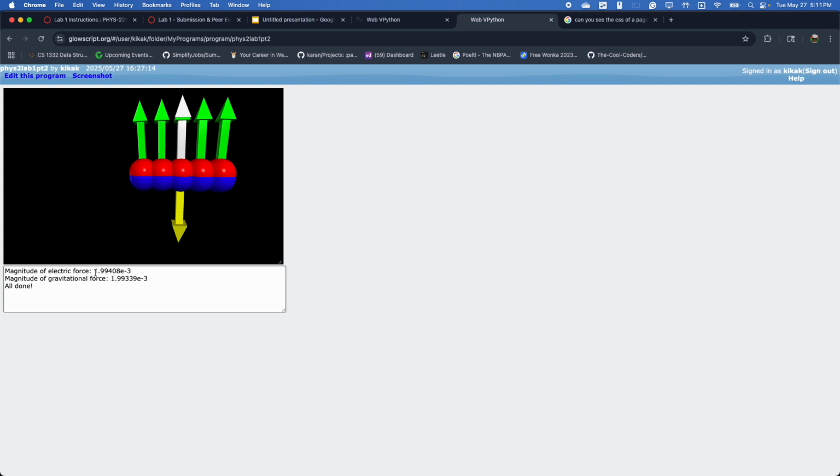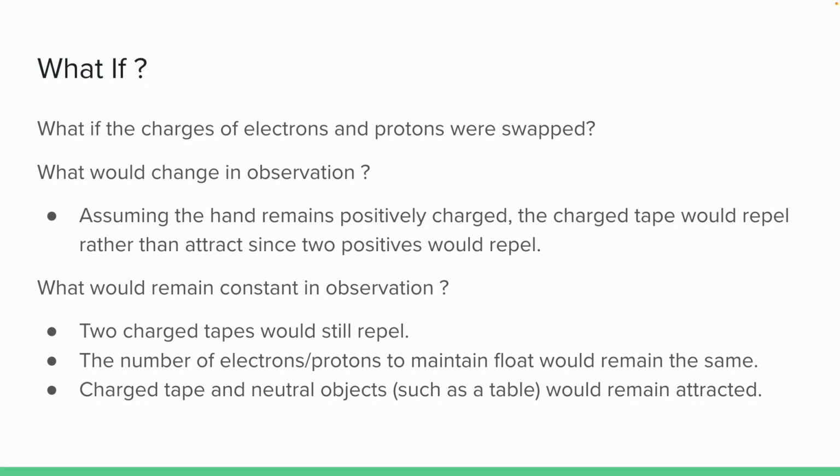As you can see, the charge that I inputted is almost equal to the gravitational force. What if the charges of electrons and protons were swapped? What would change in our observation?